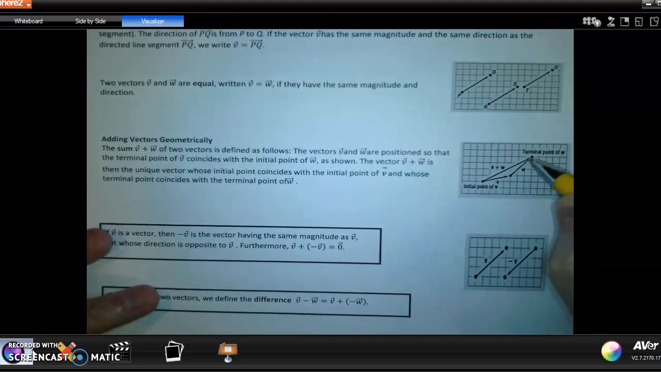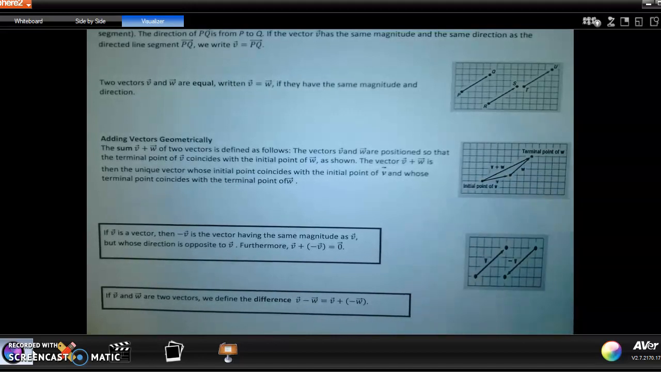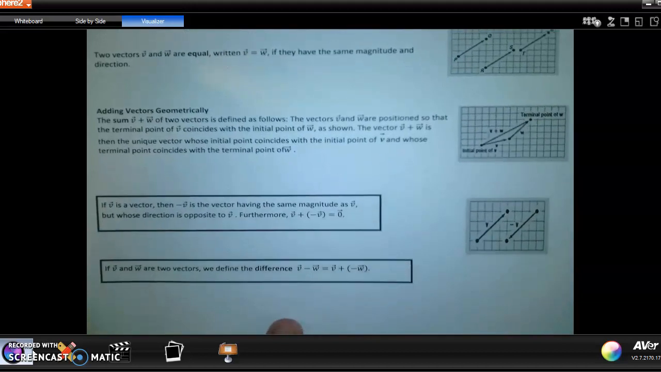There's a little arrow on the end right there. Okay, so that would be vector V plus W. This is your answer. Don't just draw this and then draw that and then stop. This is the sum of those two vectors. In a second, we're going to talk about subtracting.